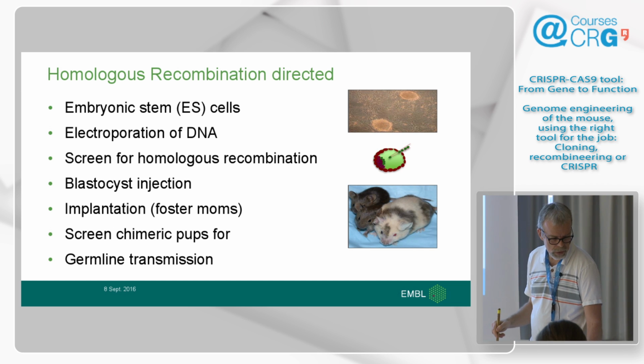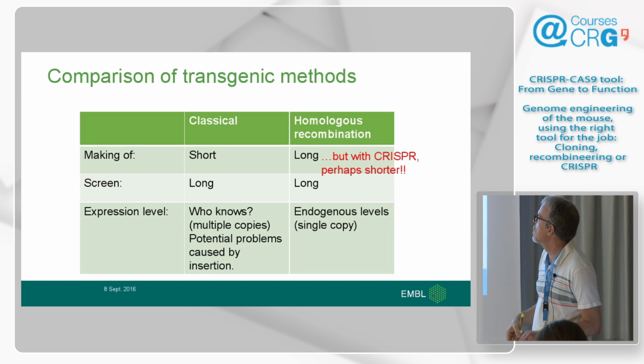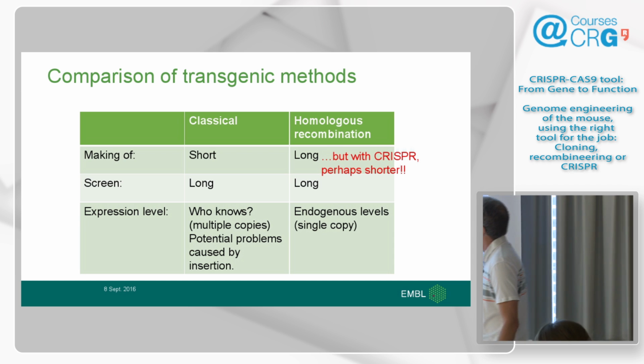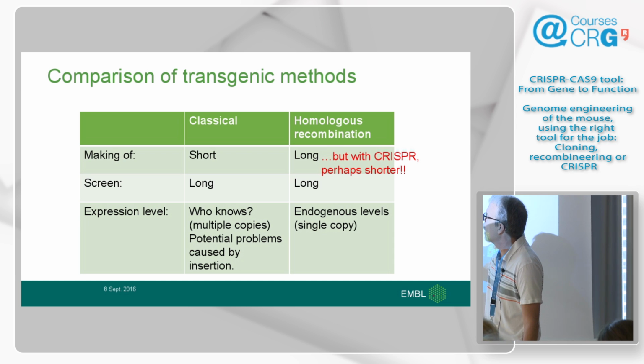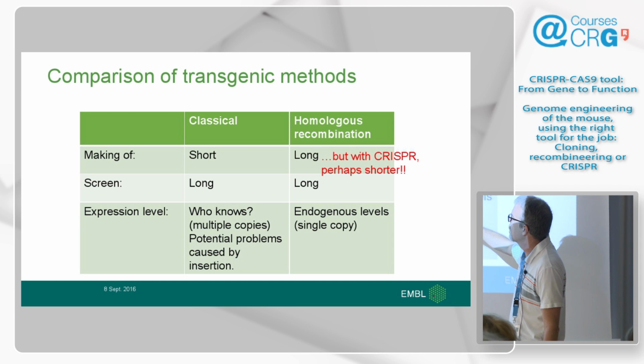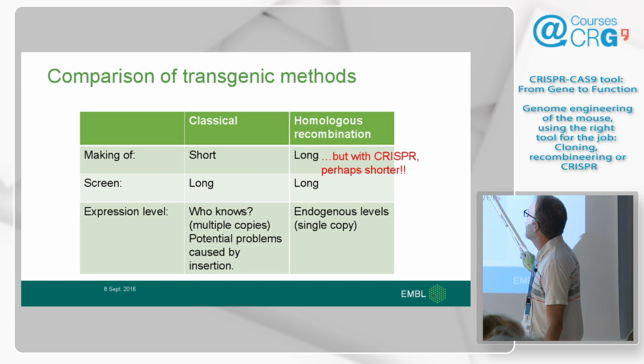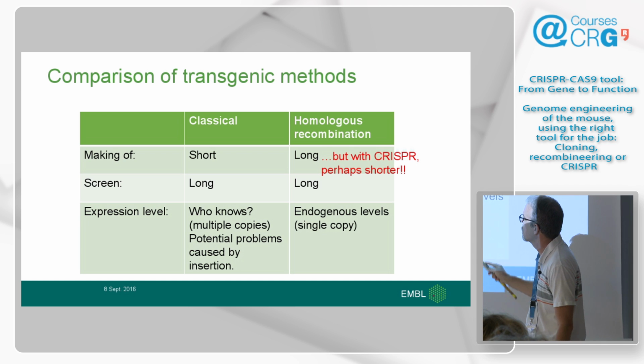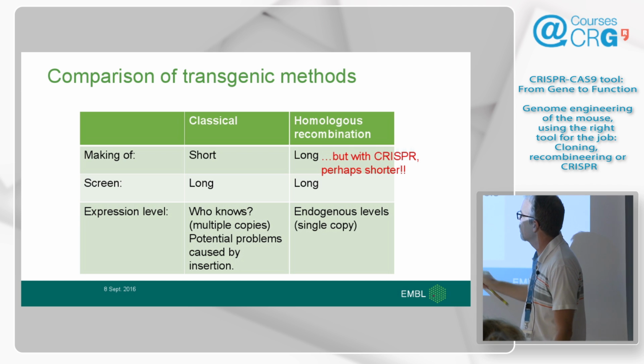Okay. So let's compare these two. So this classical method, and I'll go more into what those constructs look like later. The making of it's pretty short. To make the homologous recombination, this takes longer. We'll go into all the reasons for that. Screen is long in both cases.